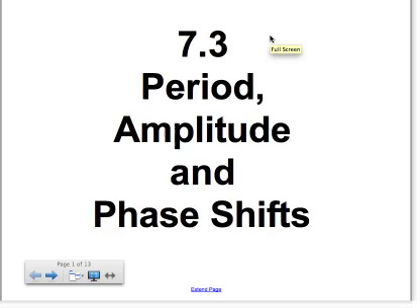All right, here we are. We're going to talk about Chapter 7.3, Period, Amplitude, and Phase Shifts. Notice that these aren't really the titles that are in the book, but this is what we're giving you.